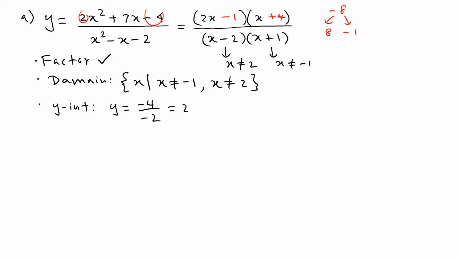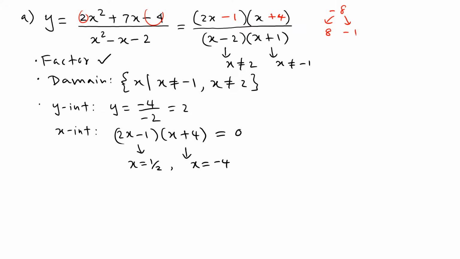And we also find the x-intercept. If it is in the simplified form, the numerator is going to give you the x-intercept. So we set 2x minus 1 and x plus 4 equal to 0. The first one gives you x equals 1/2, and the second one gives you x equals -4. So those are the x-intercepts, or the zeros. Good, that's the intercepts.